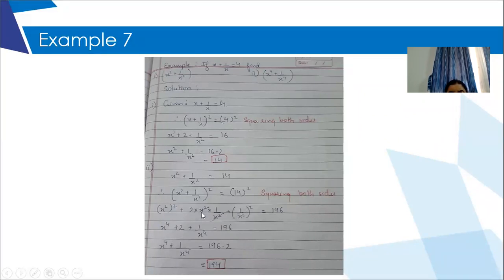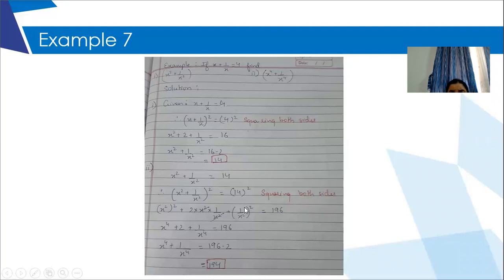The middle term is 2 into a into b. Your a is x square, your b is 1 upon x square, so they will cancel each other. And the right side is 14 square, so it will be 196. Now again go back to the left side. It is a raised to the power m, whole thing raised to the power n. Remember that chapter of powers and indices. The powers get multiplied. So 2 into 2 will give you x raised to the power 4. This is just plus 2, the center number.